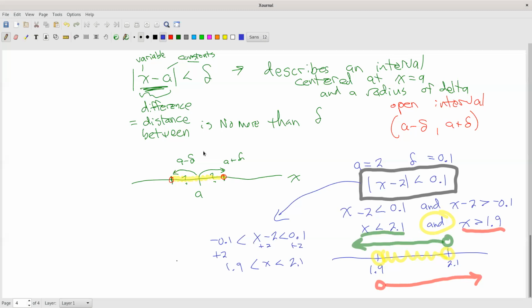So this is something I hope you saw in a past life in math here. This is just fancy interval notation. All right, so let's apply the precise definition in another problem.